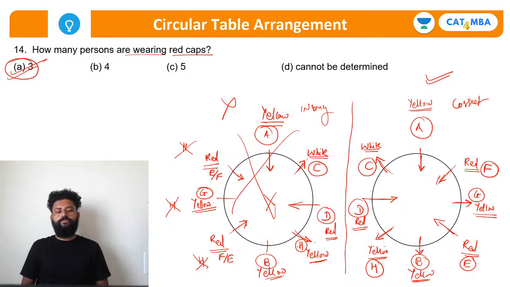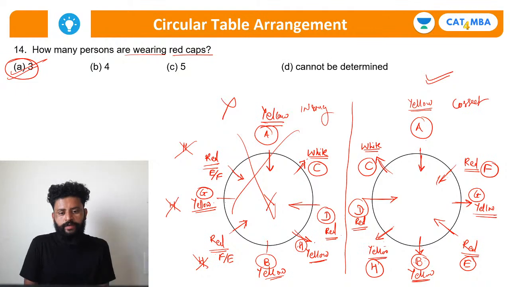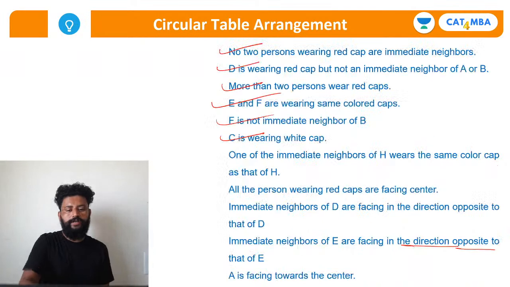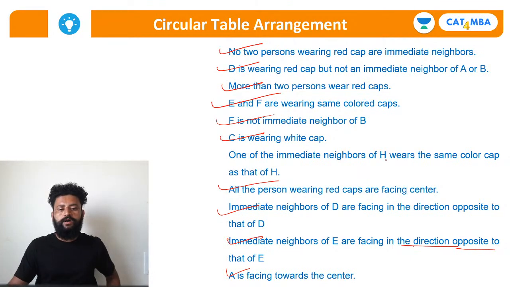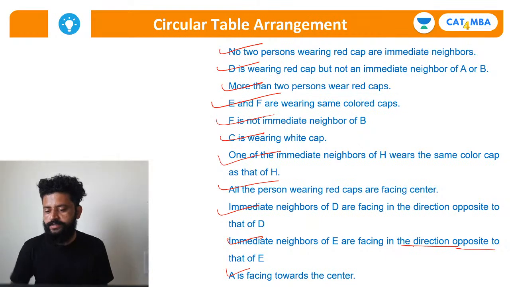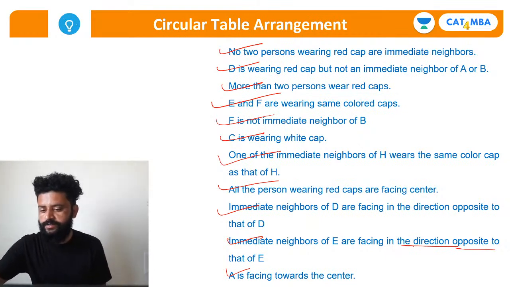Hopefully you understand. We have all this facing now. 4 persons are facing center, 4 are facing outside. Everything we have got it. And if you look at this, we have just used this, we are taking care of this. We have this one, all the persons wearing red caps, that is also used. One of the immediate neighbors of H wears the same color cap, that is also taken care. So we have completed all those conditions, for which we had to solve this.